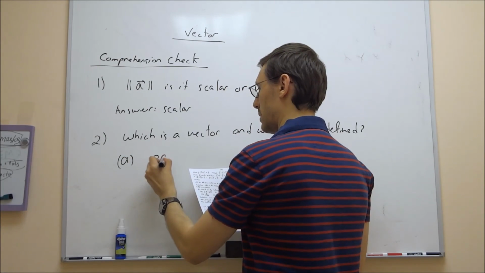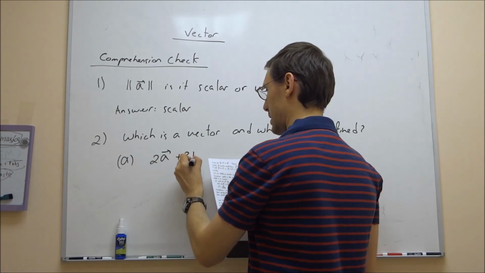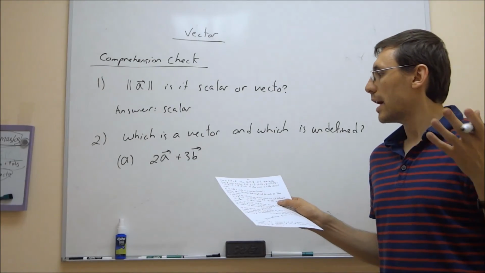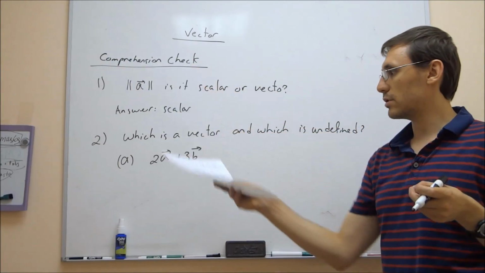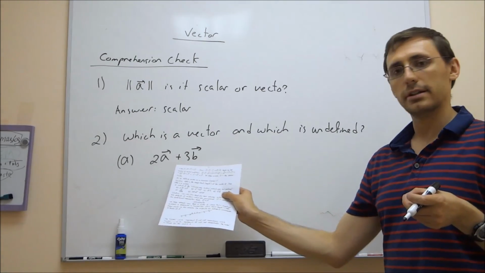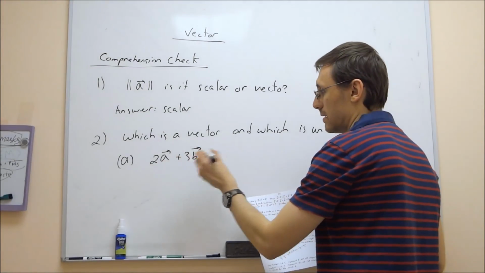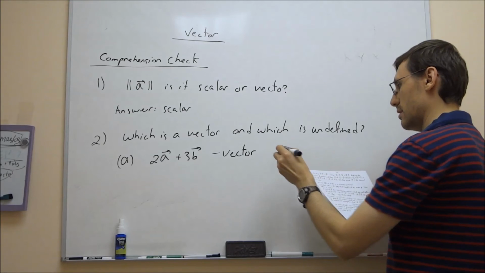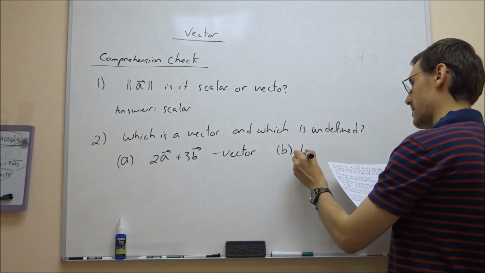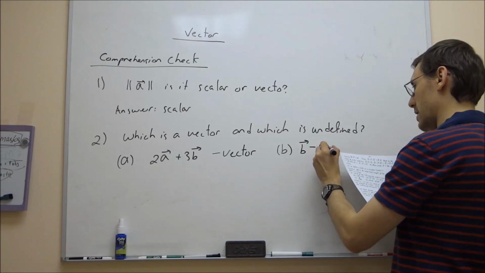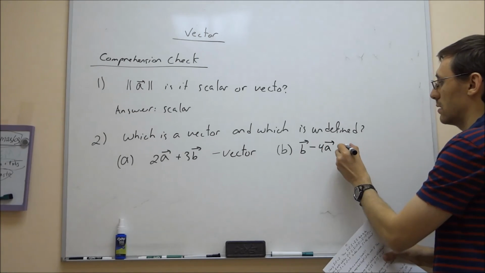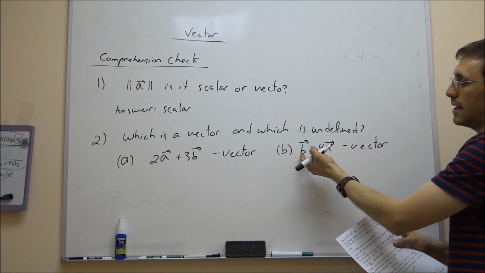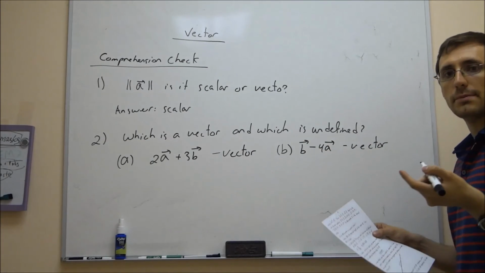So suppose I have 2 times A plus 3 times B. Well, this means I take the vector A and I increase its magnitude twofold, and I take the vector B and increase its magnitude threefold, so once I add them, it's a vector. The sum must be some displacement. So if I take some vector B minus 4A, that's also a vector. Again, minus 4 times A, it's really adding to the vector B, minus 4 times the vector A.